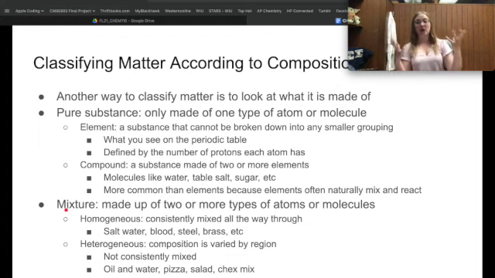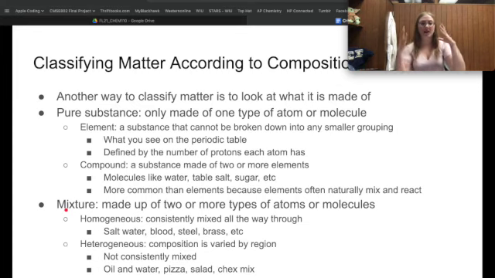So again, we could have a homogeneous mixture, something that's mixed consistently all the way through. It's made of 2 or more types of atoms or molecules, but no matter where I draw a sample from, no matter where I look, I have the same mixture consistently mixed all the way through. And then again, we can have heterogeneous mixtures. So again, 2 or more types of atoms or molecules, but it kind of depends where I draw the sample from what I'm going to see. So I really like that pizza example. When you take a bite of pizza, you might get a different bite of something every single time.